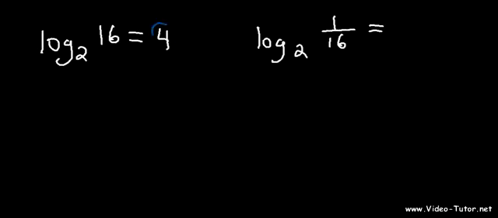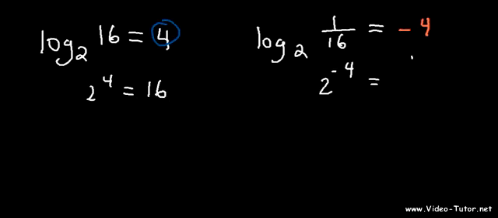Well, I'll give you a hint. It's going to have a 4 in it, but it's not exactly 4. It's something else. This one is negative 4. You see, 2 to the 4 is 16, but 2 to the negative 4 is 1 over 16. When you have a negative exponent, it flips the fraction. So instead of 16 over 1, you get 1 over 16.